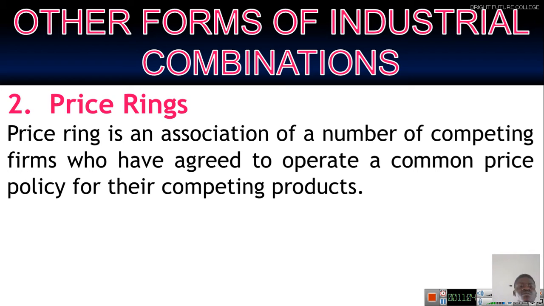Now we look at the price rings. Price ring is an association of a number of competing firms who have agreed to operate on a common price policy for their competing products. For example, if Omo, Ariel, and Clean decide that 25 grams of their products should be 100 naira, they'll come together, they form a price ring, and then all of them will sell their 25 grams of detergent at 100 naira. That makes them a price ring. It's a form of industrial combination.